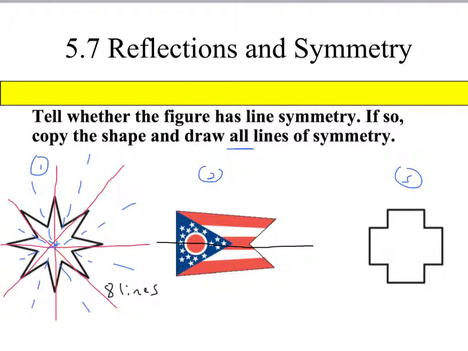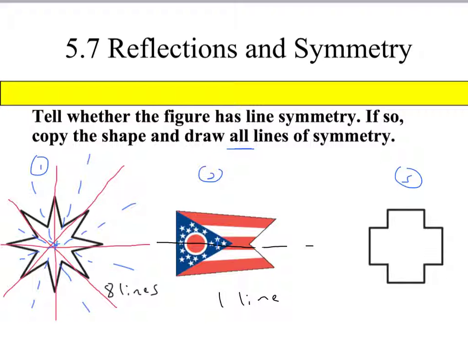Then think to yourself, can I do it any other way? Now, if I did this blue line, straight up and down, notice this right side is missing a section. I wouldn't be able to fold that right in half. Those wouldn't line up perfectly, so that is not a line of symmetry. So how many lines of symmetry do we have? We have 1 line.